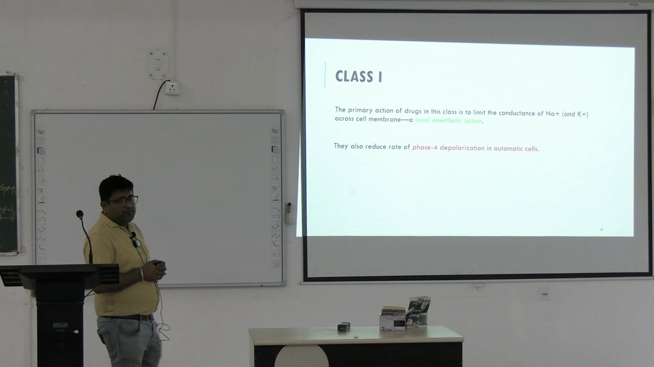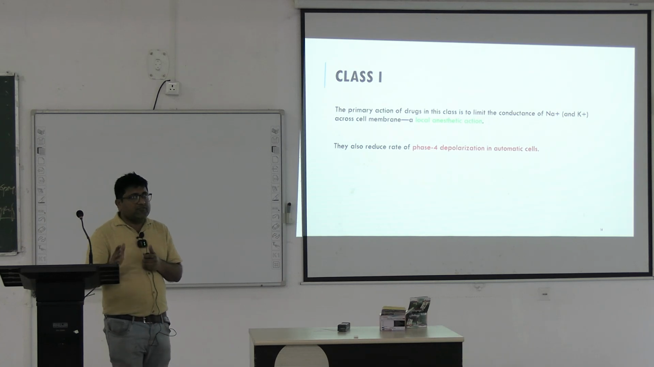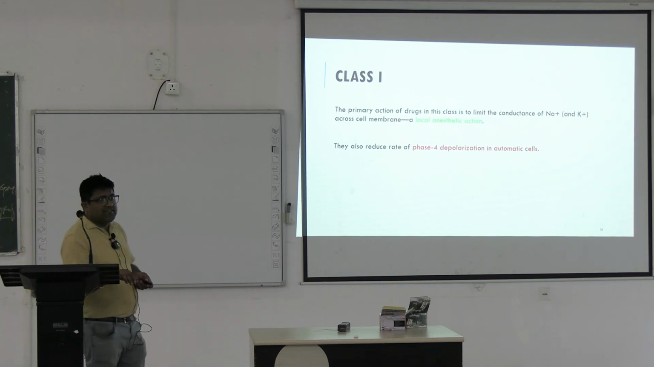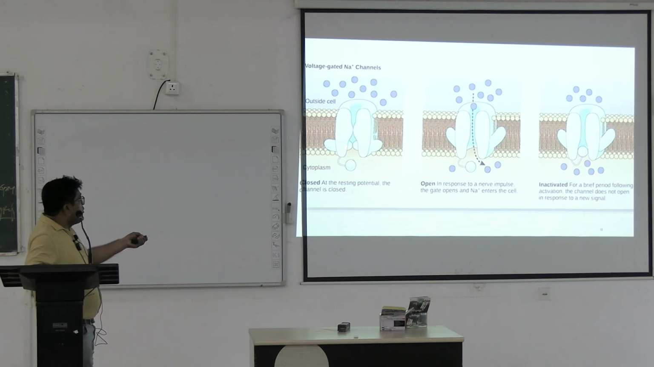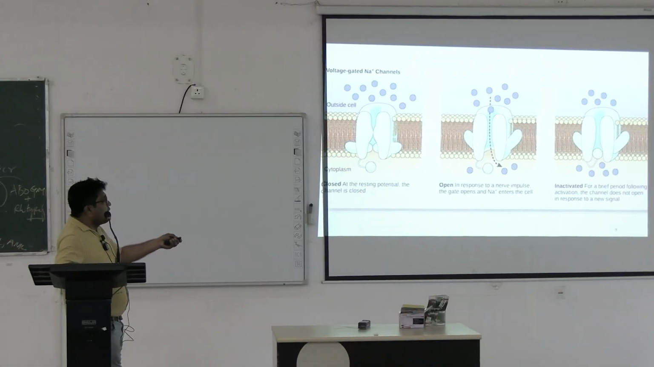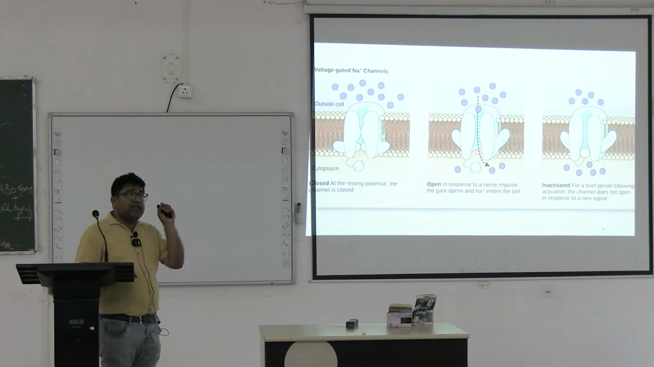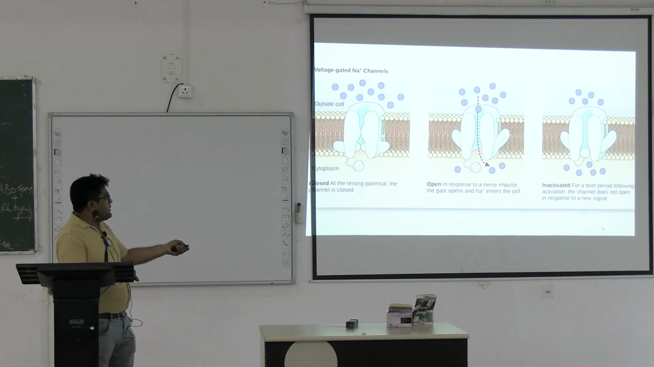Now coming to the class 1 drugs, we know these are sodium channel blockers. So they have primarily local anesthetic action and these drugs also show antiarrhythmic action. They reduce the phase 4 depolarization in automatic cells. Now this is a sodium channel, in the closed state. The channel is closed, so sodium does not enter the cell. When there is a voltage change, the channel opens up and sodium influx occurs. It is in the open state. After the opening of the sodium channel, when sodium passes through, for a short time the channel is inactivated, and at that time even a voltage change can't open the sodium channel. So this is the inactivated sodium channel.